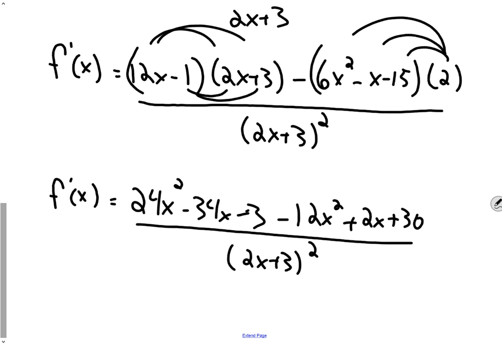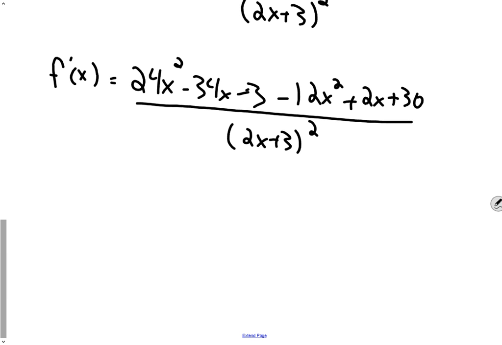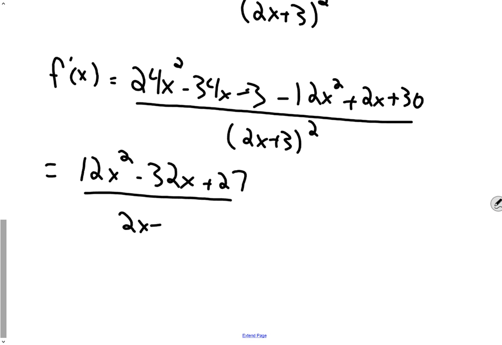So now we'll start combining some like terms. 24 take away 12 is 12x squared. Negative 34 plus 2 is 32. 30 take away 3 is 7. All right. Now we'll just keep going. We can take a 3 out of everything here.